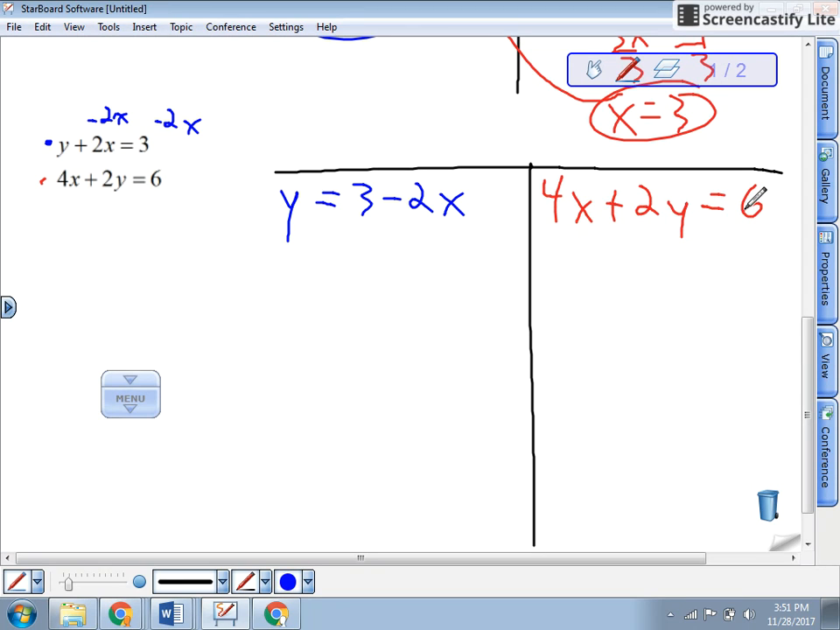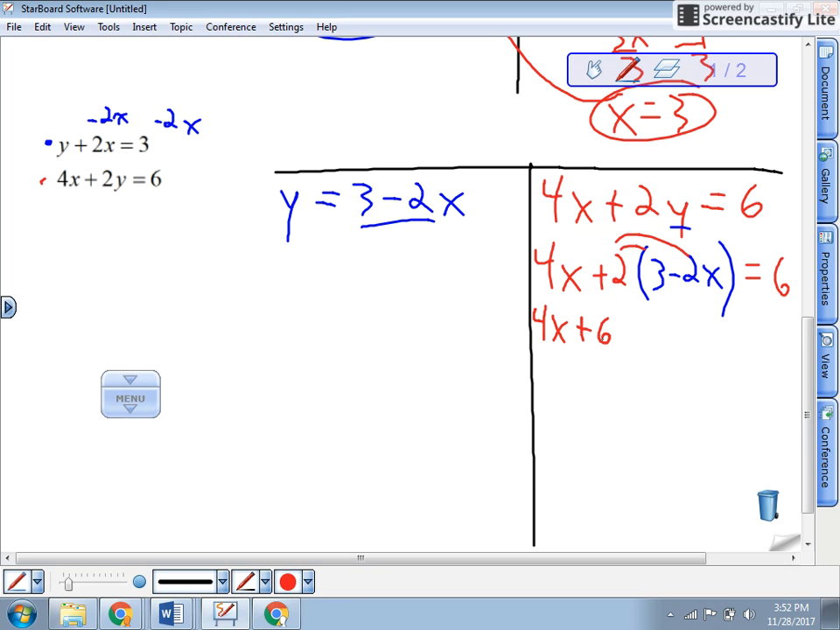Well, we know that y is 3 minus 2x, so I'm going to plug that in where I see a y. Let's do that. 4x plus 2 times y. Well, y is 3 minus 2x, and that's going to equal 6. So here we can see why those parentheses are important. We're going to have to distribute. So we're going to get 4x plus 2 times 3 is 6. And then minus 2 times 2x is minus 4x. And that's going to equal 6. So now we solve. 4x minus 4x cancels out. That's going to be 0. So we're left with 6 equals 6.